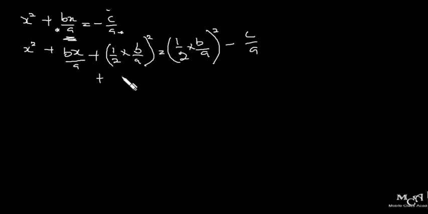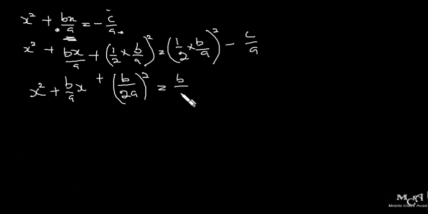1 times b is going to give us b. 2 times a is going to give us 2a, bracket b over 2a squared, right? Remember, we still have our b over a x plus x squared. So on this side too, we are going to have our (b over 2a) squared minus c over a. Let's solve what is in this bracket.